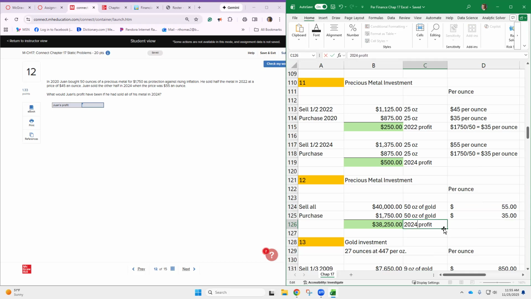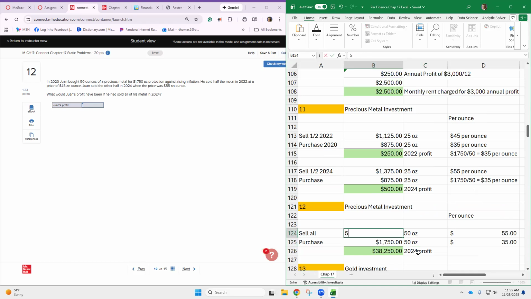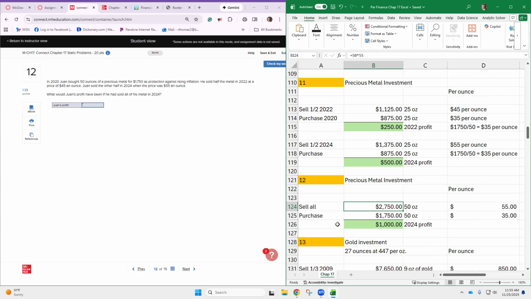Yeah, because the sales price of the new value of the metal went up in 2024, higher than it was in 2022. So he would have made a profit of $1,000, I believe, but I'm just going to do the math here. So 50 times 55. Okay, let me put the equal sign here. 50 ounces, that's the total ounces we have, times 55. Yep. So he would have sold it for $2,750. He would have subtracted his purchase. So he would have made $1,000 profit if he would have held it all until 2024.